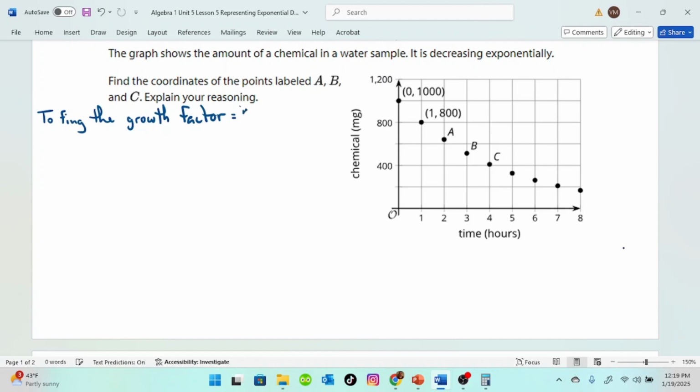take the second y and divide it by the first y. So in this case, my second y is 800, and my first y is 1,000. And we can simplify this by dividing the top and the bottom by 200. 800 divided by 200 is 4, and 1,000 divided by 200 is 5. So the growth factor is 4/5.